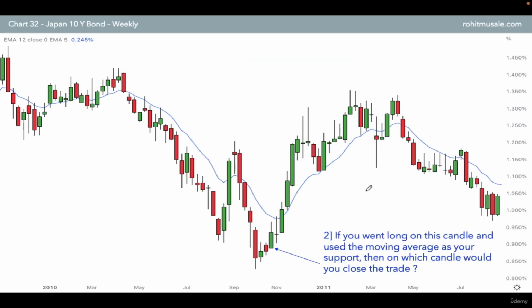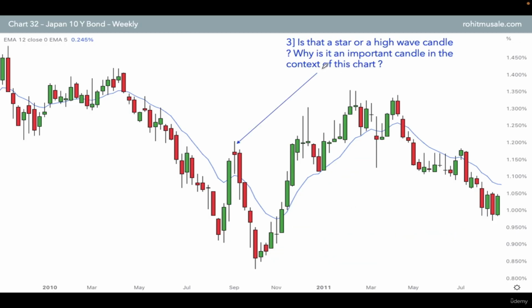Number 2, if you went long on this candle, so if you went long on this green candle and used the moving average as your support, then on which candle would you close the trade? Similar question. So after a couple of candles, you see that the price has crossed that moving average. So that moving average is now acting as a support, and this candle breaks that support. If you went long here, you would exit at this candle. That's a nice up move, right?